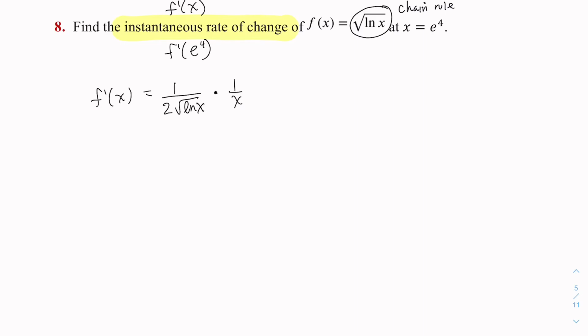Let's plug in. So e to the power of 4 gives me 1 over 2. Pause the video, see if you can finish this yourself.